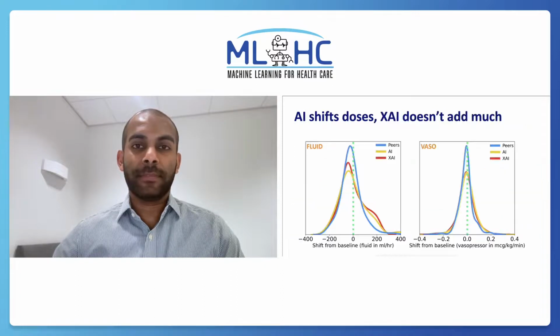So what do we see? Well, on both of these plots, the baseline is plotted as the green dotted line at 0, and we're looking to see if any of the intervention arm distributions are significantly shifted. We can see that that is not the case for vasopressors on the right. However, for fluid, the intervention arms are significantly shifted towards the left. This effect is more pronounced for the AI arms than for peers, but not more pronounced for explainable AI than AI.